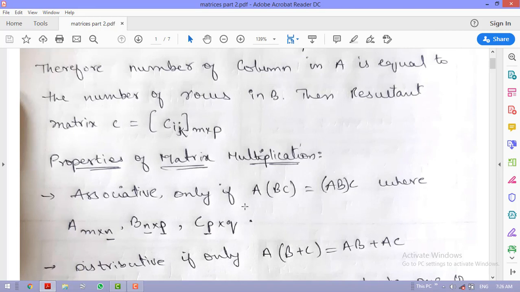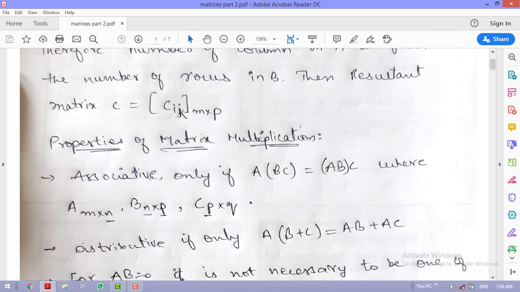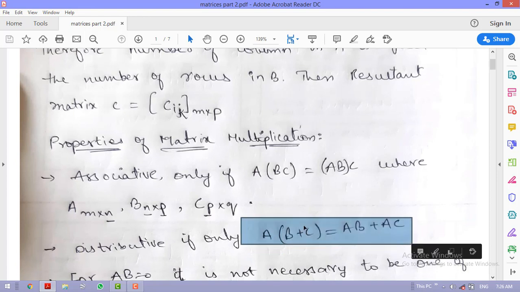Okay, now we'll see how matrices will be distributive. So if B plus C is multiplied with A, and that equals the multiplication of AB plus the multiplication of AC, then these three matrices are distributive among each other, right?